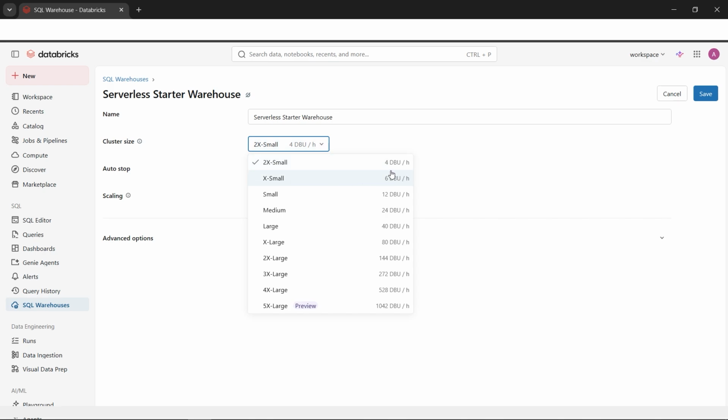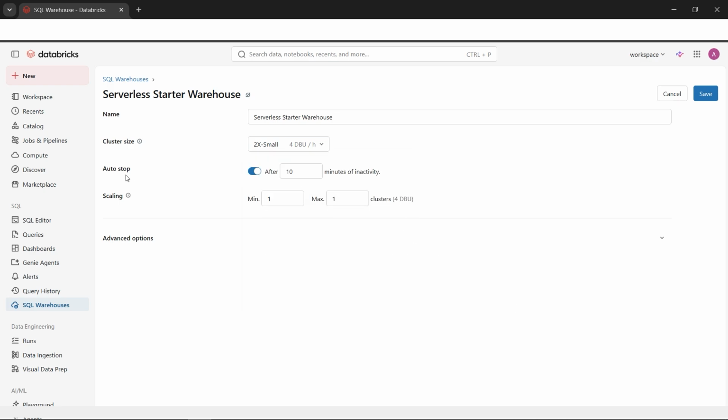If we look here, the DBU is an abstract unit of processing power which varies by the workload type. If we have a lightweight workload, we can go with 2X-Small, or if there are the most intense workloads, we might need to use a larger cluster size, maybe 4X-Large or 3X-Large, depending upon our day-to-day business or project activities.